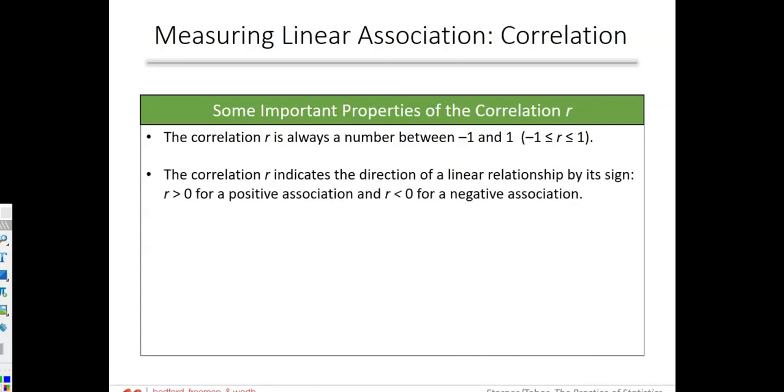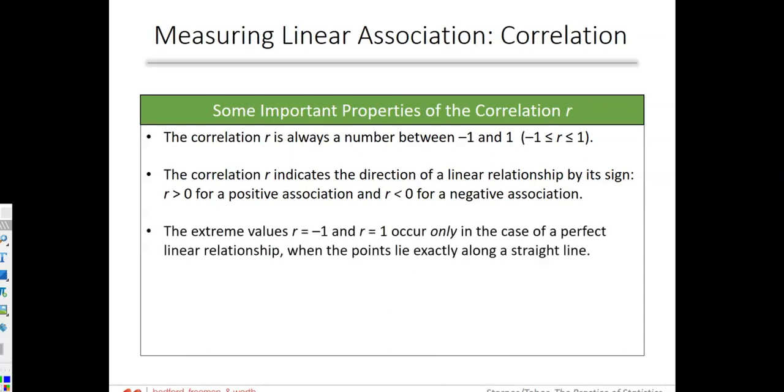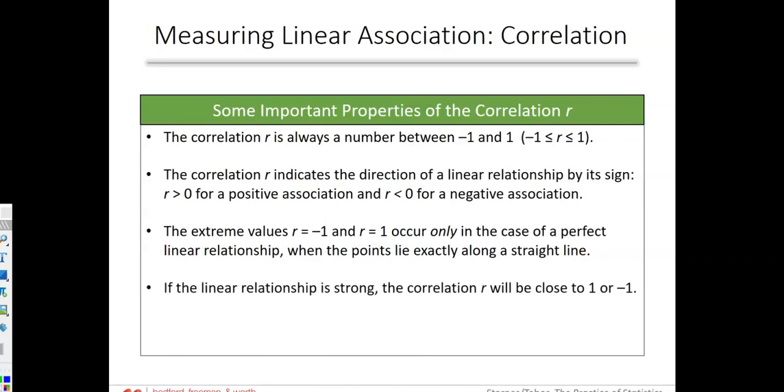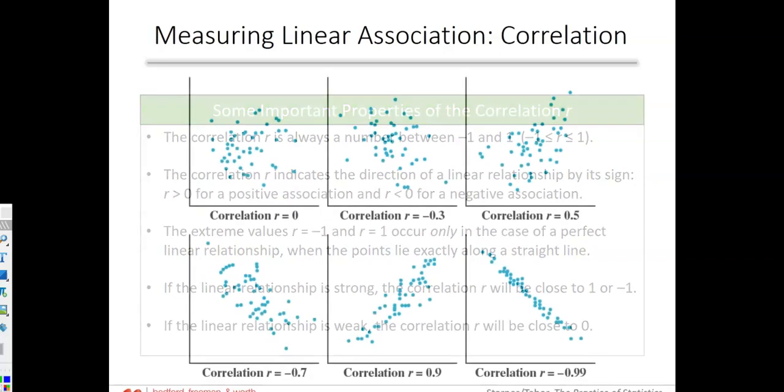If it's positive or greater than 0, then it's a positive correlation. And if it's a negative correlation, going down, that's going to be a negative R value. It can be 1 or -1 only if it's a perfect correlation, where everything's right on the line. But the closer it is to 1 or -1, the stronger it is. Closer to 0, the weaker it is.